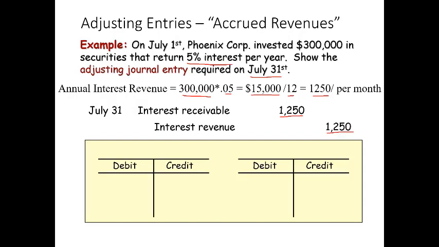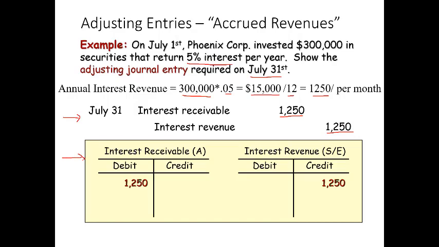So with accrued revenues, you're going to record receivables usually when you record that revenue. All right. And so we have, again, just to remember the process, we journalize, and then we post those journal entries to the general ledger. This is the general ledger.